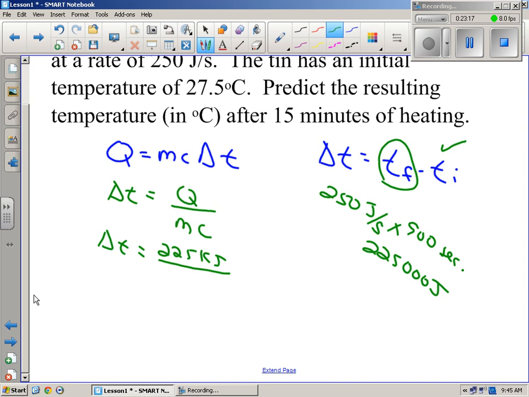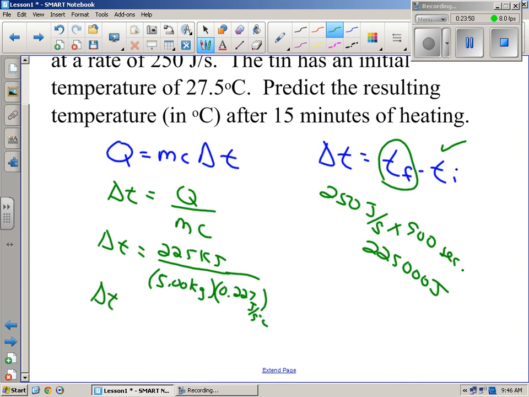The mass I'm heating up is 5 kilograms, so of course that's going to go here. And of course we need the specific heat capacity, C, for tin in this case, which is what? 0.227 joules per gram degree Celsius. Okay? So let's calculate that. 225 divided by 5 and 0.227.